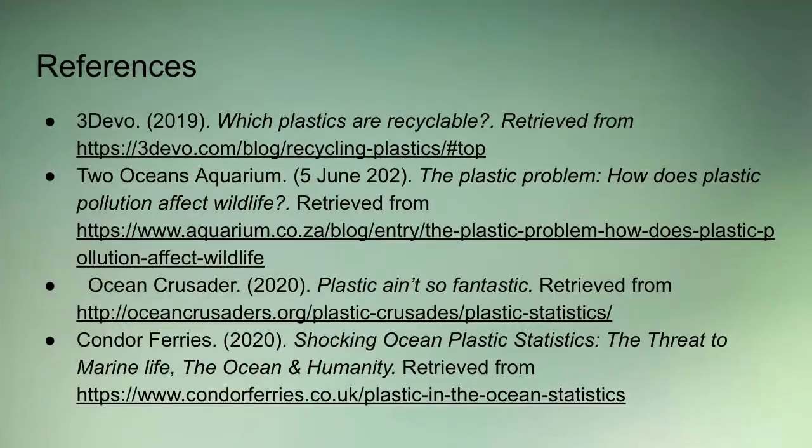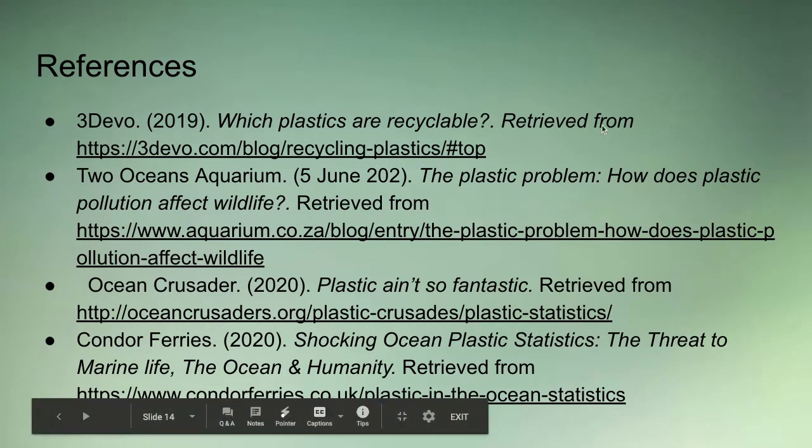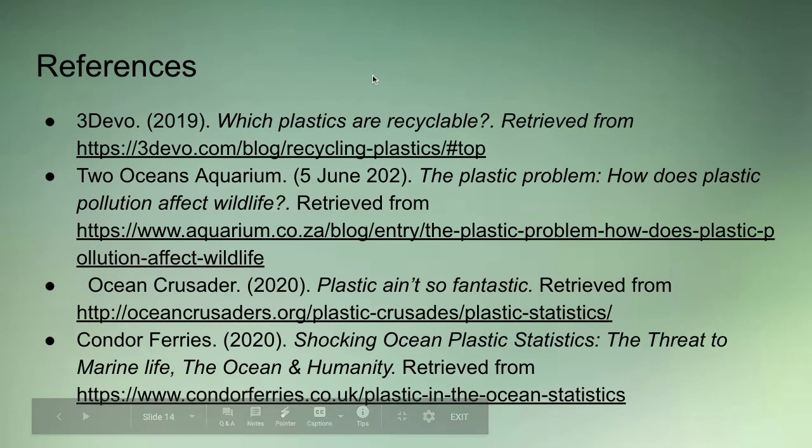And this is my reference page. These are the sites that I used in order to get the graph, the statistics, and the data on world issues, plastic bottles in the oceans, and all the information for this presentation. Thank you.